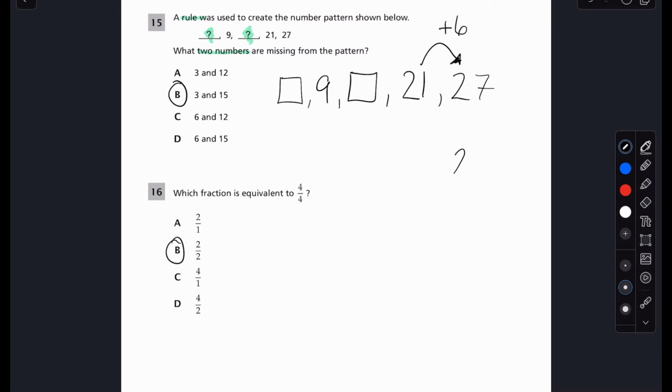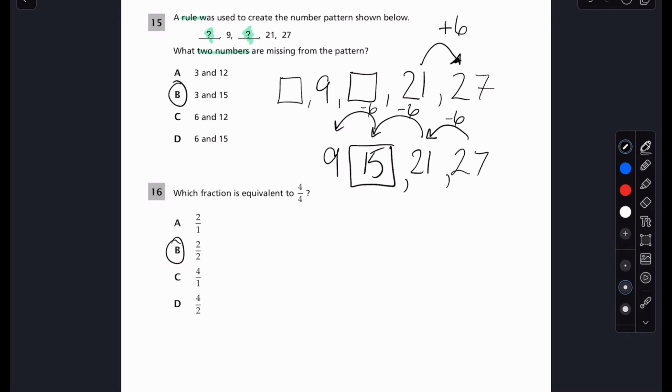Okay? So we already know this one, 27. Instead of adding 6, I'm going to subtract 6 to get to 21. And now I'm going to subtract 6 again to get to that missing number. 21 minus 6 is 15. And then I'm going to subtract 6, and I should get 9, and I do. 15 minus 6 is 9. And subtract 6 again. 9 minus 6 is 3. So my two missing numbers are 3 and 9.